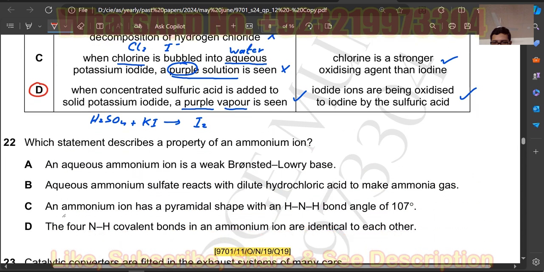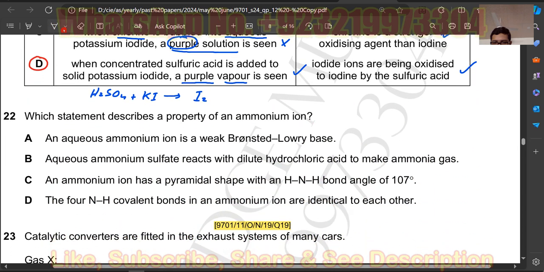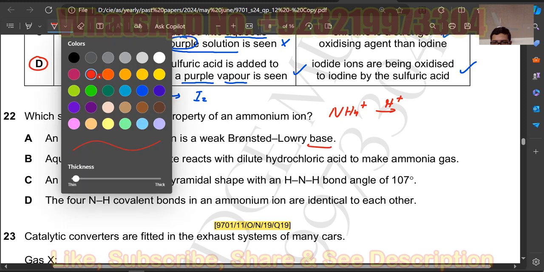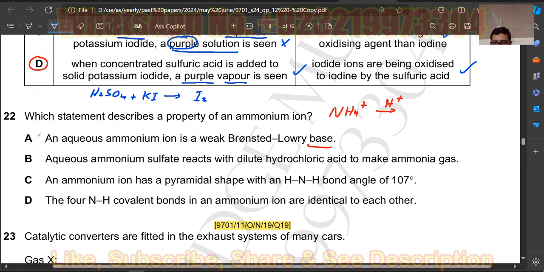Now question number 22. Which statement describes a property of an ammonium ion? Alright, the ammonium ion has the formula NH4+. In this case, we can see that this has the possibility to give away its hydrogen ion. It can release a hydrogen ion, which means it acts as an acid, not as a base. So this base statement is incorrect. That's why option A is incorrect.